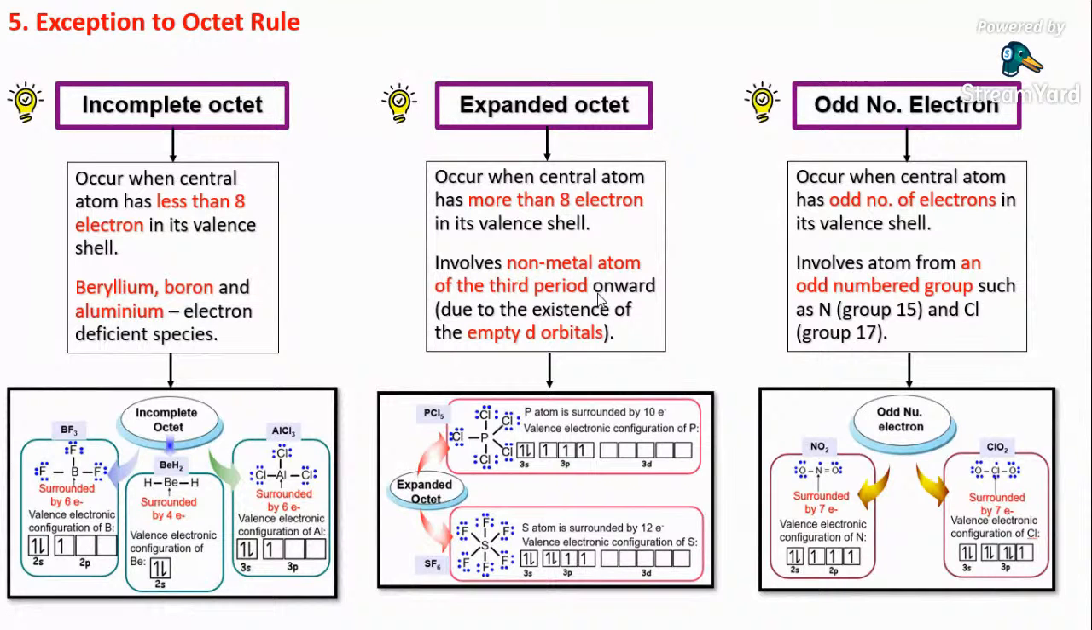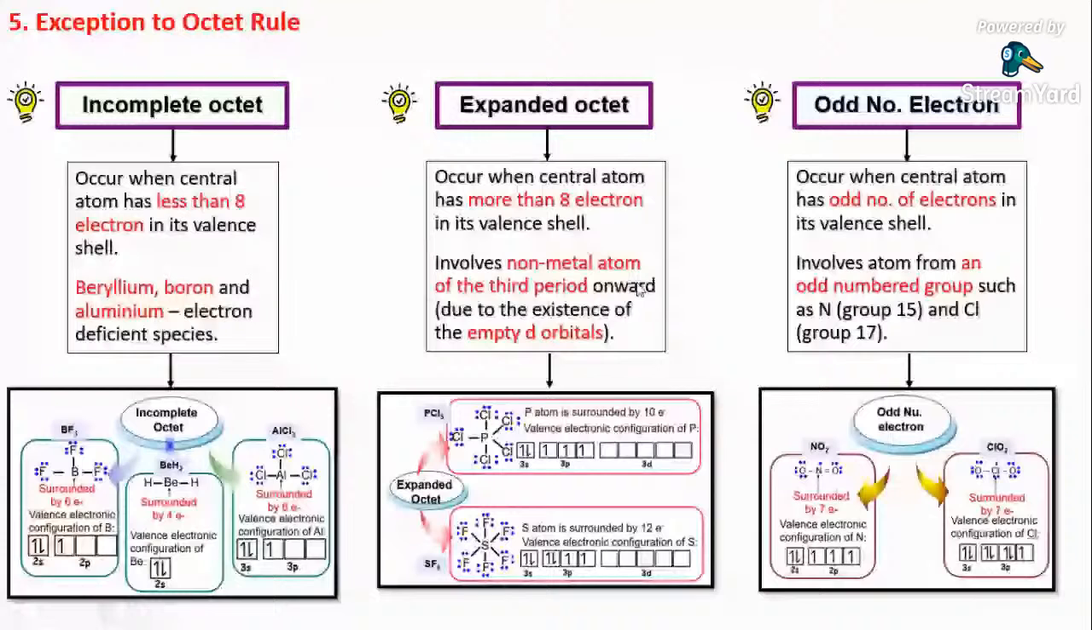Okay, why is it the third period? Because the empty 3d orbital allows the electron from the 3s or 3p to be excited. But for n equal to 2, there is no d orbital. Okay, this one is related to chapter 2. So this is the main reason: more than 8 electrons, and the existence of empty d orbitals.